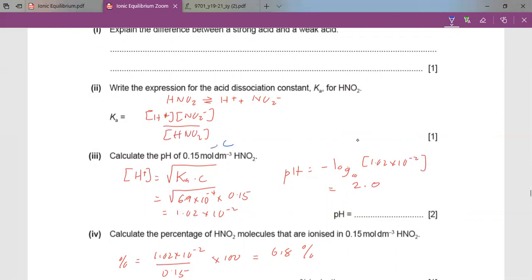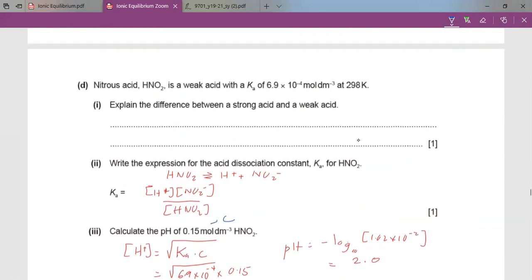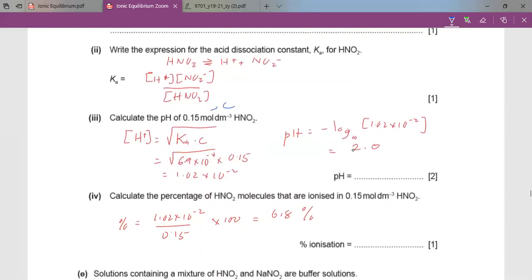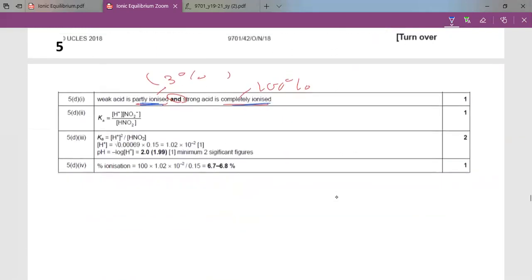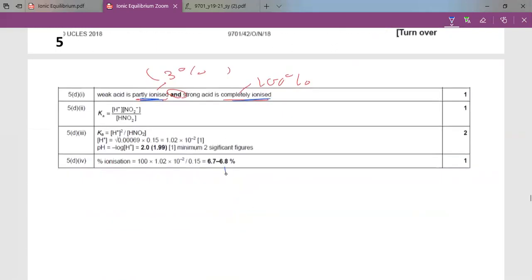Calculate the pH of this concentration. Again, use the Kc or Ka given here. See how important the equation is. The percentage, of course, will be based on the amount of H plus, not the pH. This amount over the original concentration gives 6.8. Okay, 6.8.